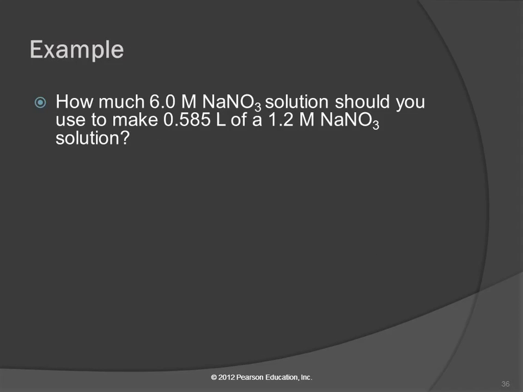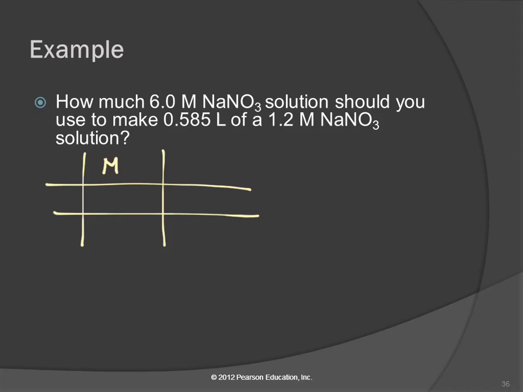So an example of dilution. How much 6 molar sodium nitrate solution should you use to make 0.585 liters of a 1.2 molar sodium nitrate solution? It might help to make a table, just like we did for the gas laws. We've got molarity and volume. So here's this first number we come across, 6.0 molar. So 6.0 moles per liter.